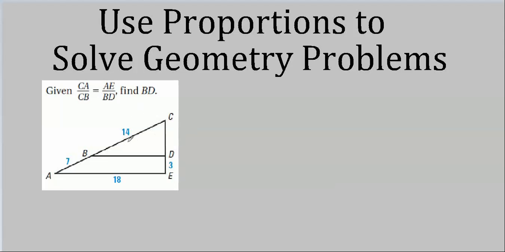So what is CA over CB? Well, CA is the 14 plus the 7. It's the whole thing. And CB, well, that's 14. And that equals AE, which is 18, over BD. That's this one here. We don't know what that is. Just going to call it X because it's easier.